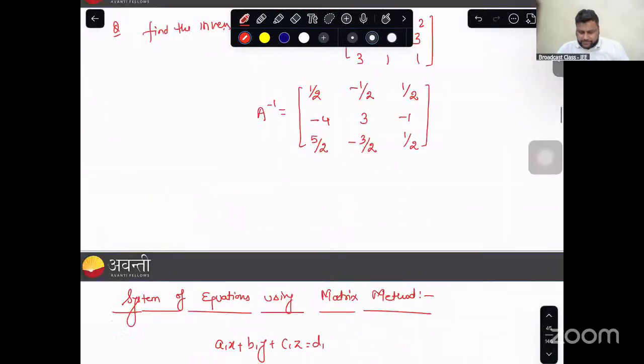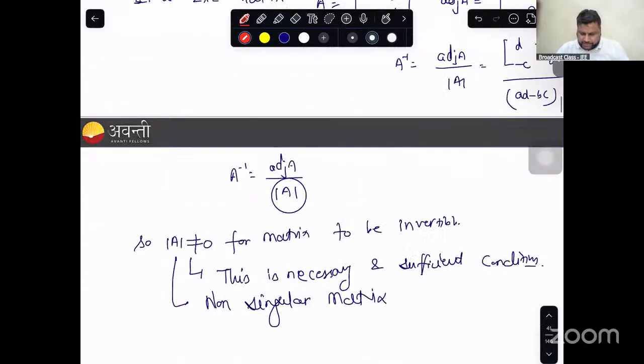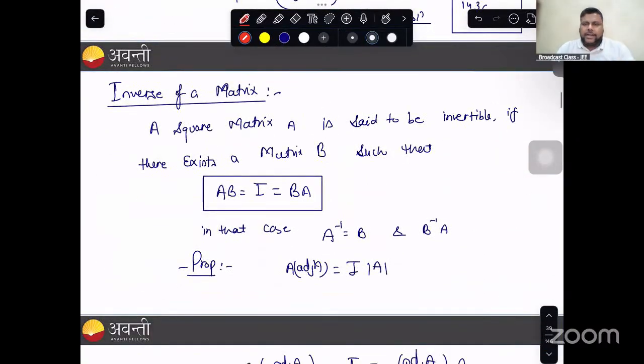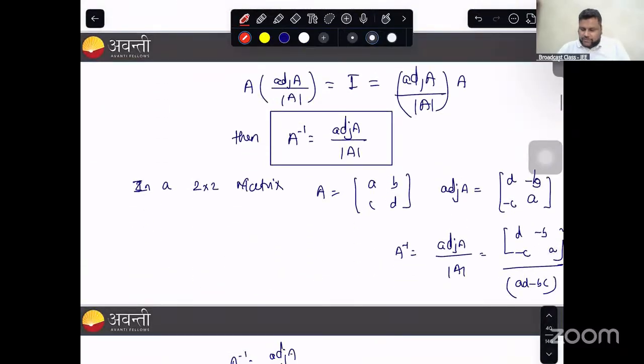Today we have done how to find the adjoint, properties of adjoint, and then inverse of a matrix. And I told you very clearly that the inverse of a matrix will exist if it is a non-singular matrix, meaning its determinant will not be 0. If its determinant is 0, the inverse won't exist. We say the matrix is non-invertible. Now, the inverse of a matrix is adjoint A upon determinant of A.